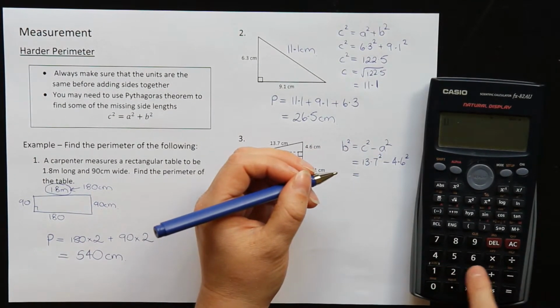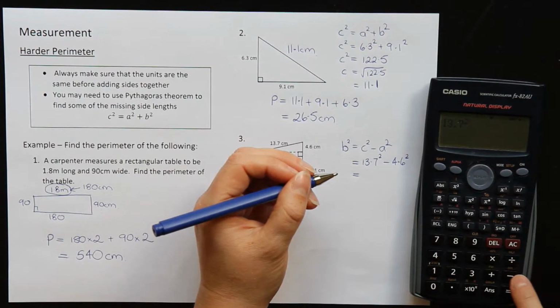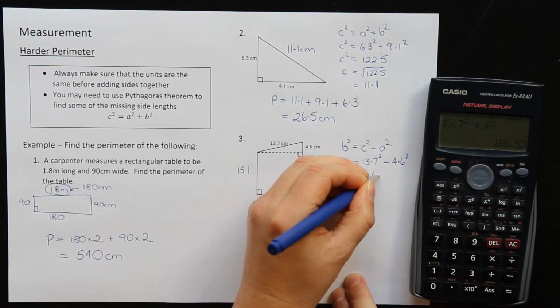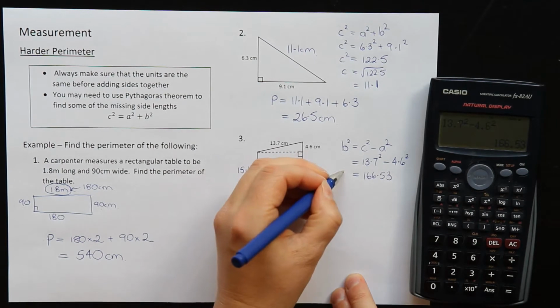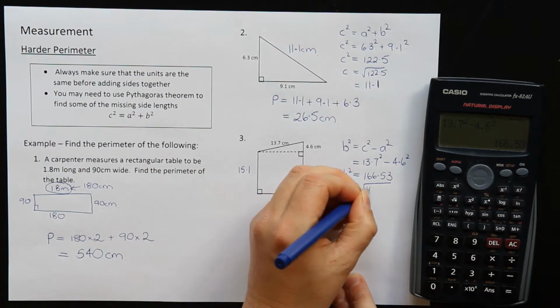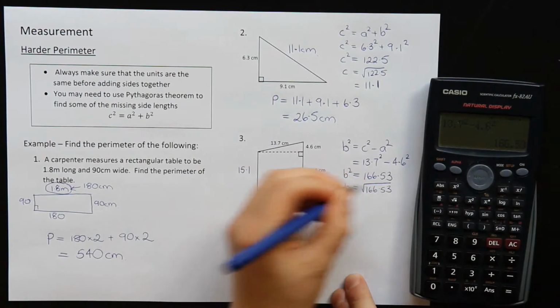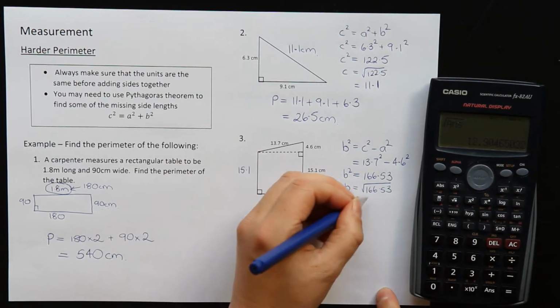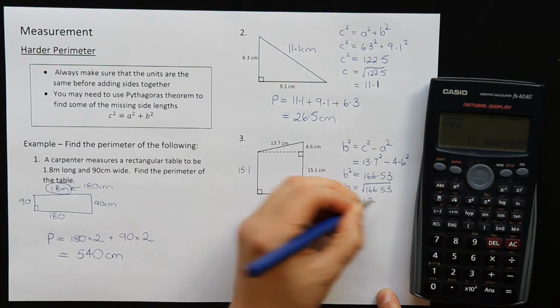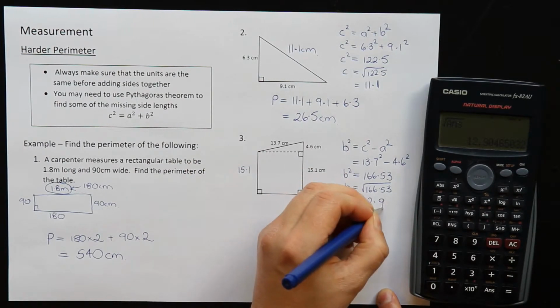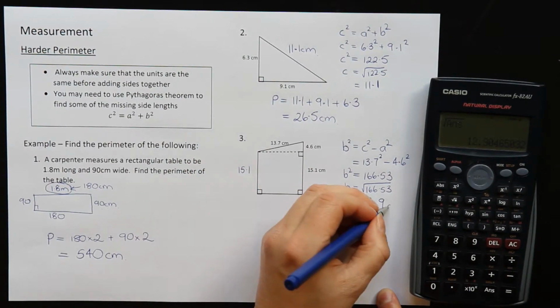Let's calculate that. 13.7 squared minus 4.6 squared equals 166.53. Now this is still b squared, so we will need to square root that number in order to find b by itself. So the square root is equal to 12 point, now we've got one decimal place here again, so let's go 12.9, one decimal place, centimeters.